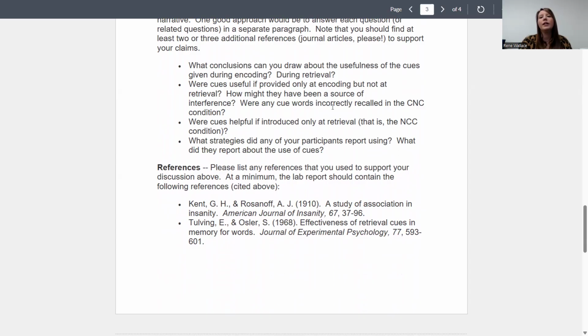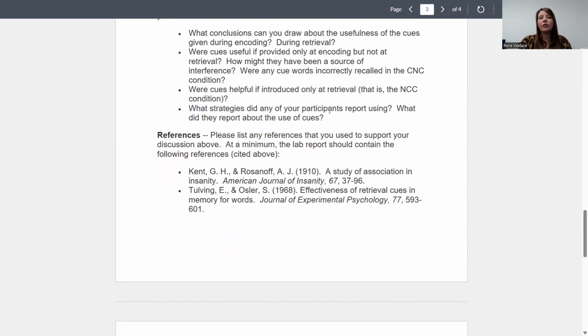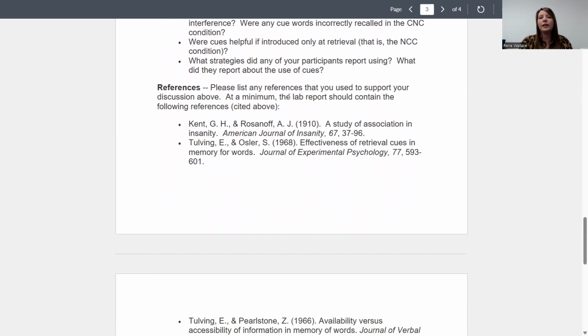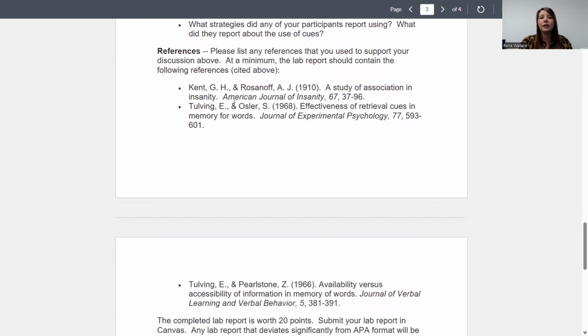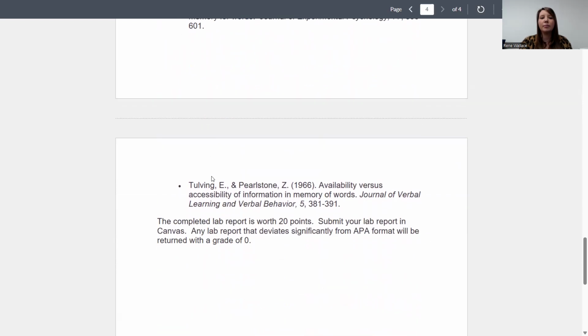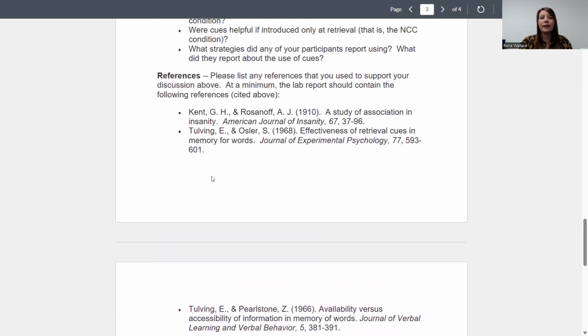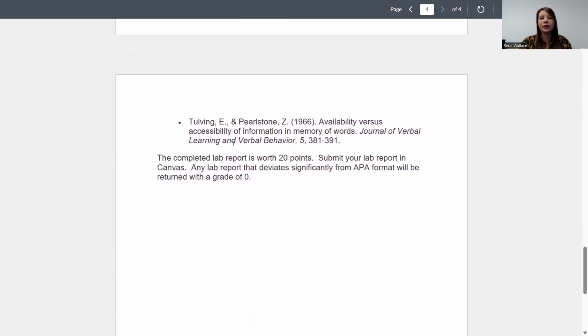Were any cues incorrectly recalled in the CNC condition? Were cues helpful if introduced only at retrieval, the NCC condition? What strategies did any of your participants report using? What did they report about the use of cues? And then you need to have these references at minimum, and hopefully you have a couple more references, but you need at least these ones.